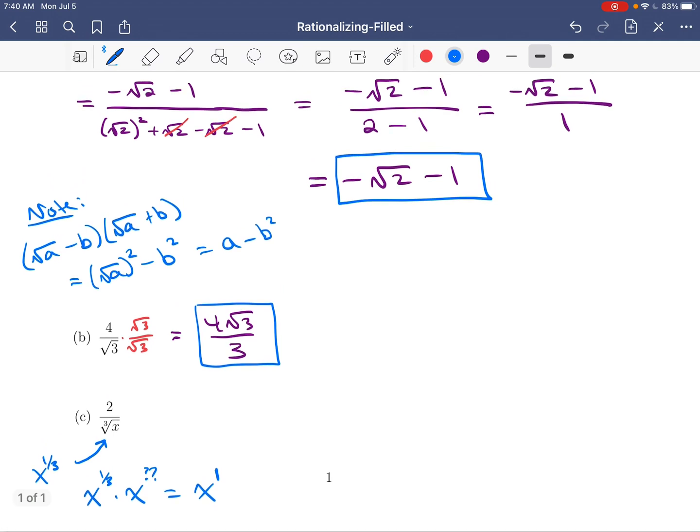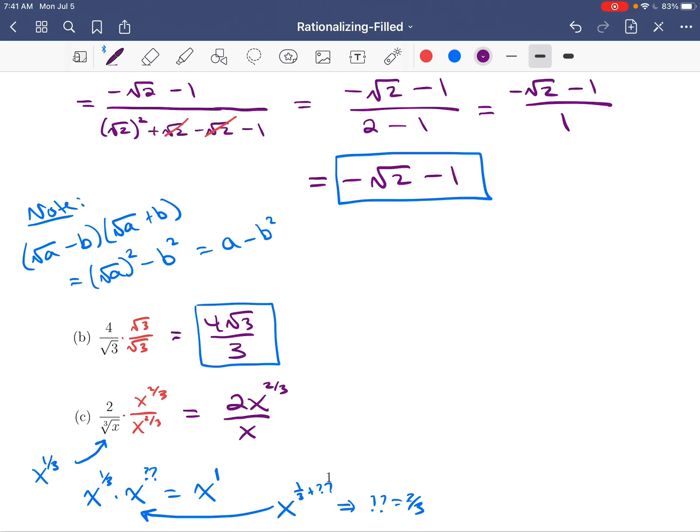Okay, so then over here, I should have left myself some more room. But this, because we're multiplying with the same base, is 1/3 plus the question mark. So if I want that to equal 1, then I need my question mark to equal 2/3. Because 1/3 plus 2/3 is 3/3, which is 1. So what I actually need to multiply here is x to the 2/3 over x to the 2/3. So that's going to give me 2x to the 2/3, and then down here I'm just going to have x to the power 1.